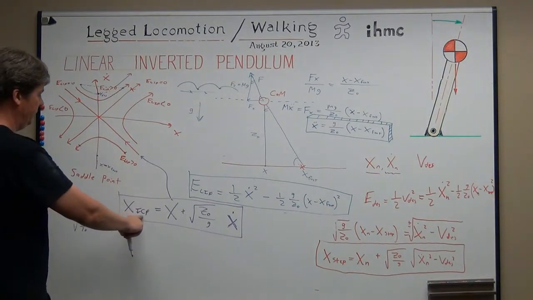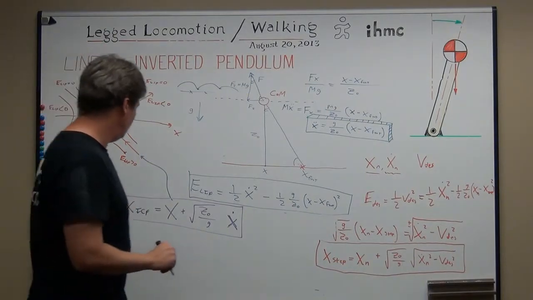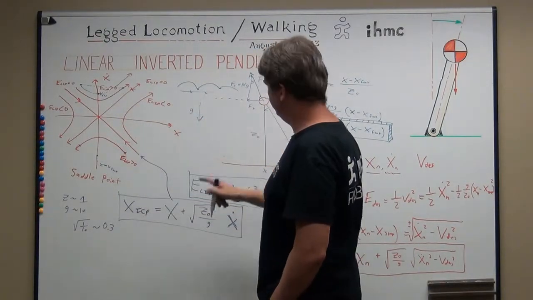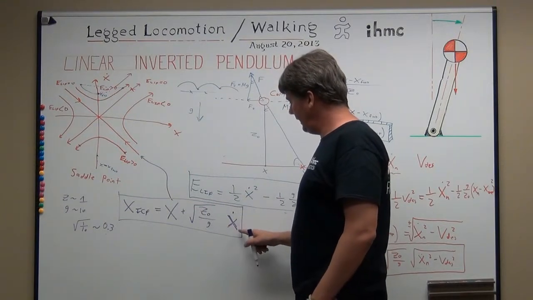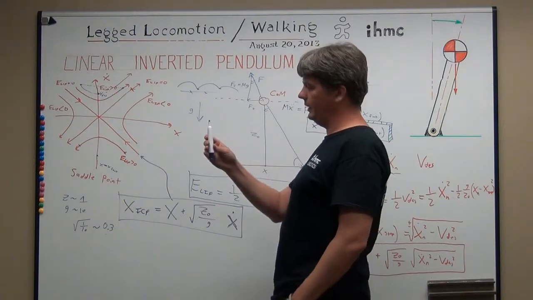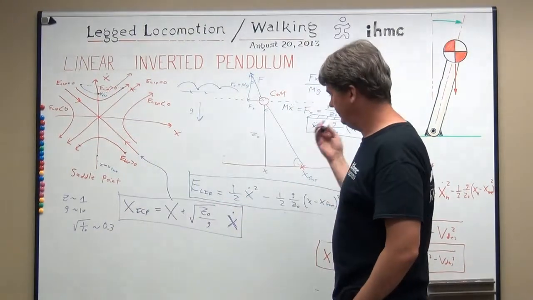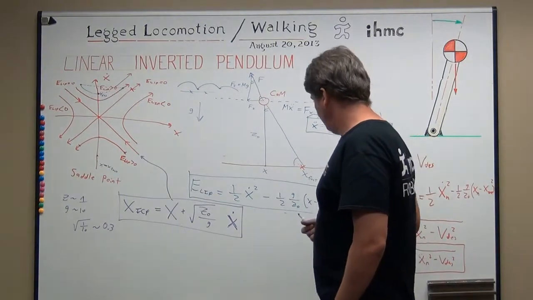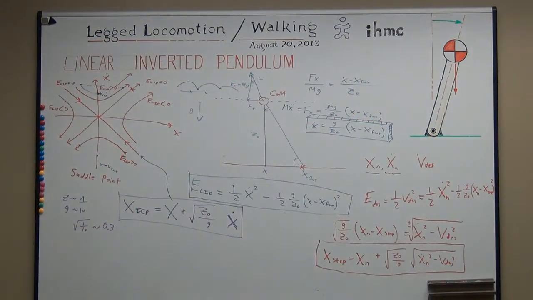All right, so this is the point on the ground where, if you step to this point with the linear inverted pendulum model right now, given your current position and velocity, then you will come to a stop at the top of the pendulum. And this comes in really handy because if we write our dynamics in terms of this, it'll be super simplified. So let's go ahead and do that.